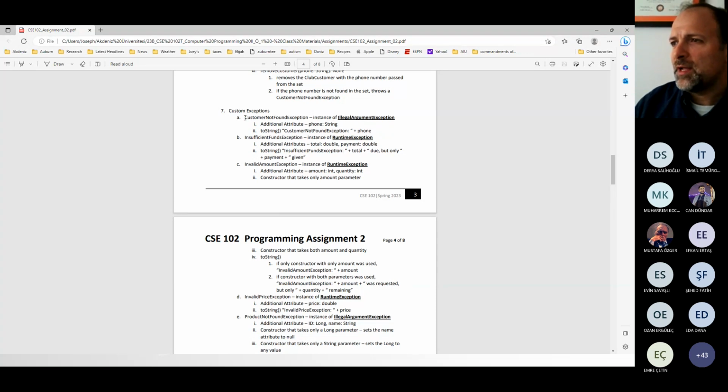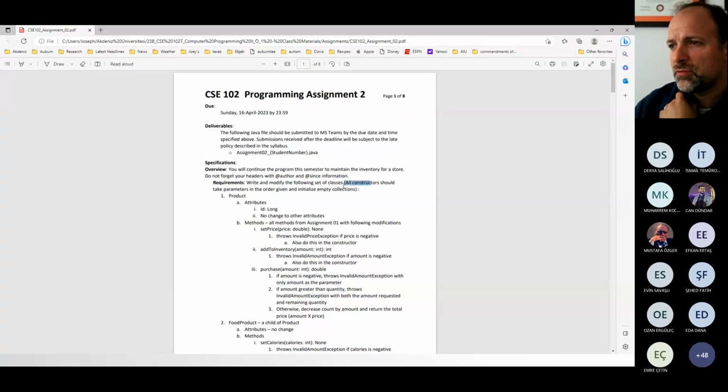The customer not found exception has a string attribute, phone, which means its constructor should take a string parameter. The insufficient funds exception has parameters total and payment, so the constructor should take two double parameters in that order, total and then payment. The others, like invalid amount exception and product not found exception, have explicitly defined constructors because they don't just take both parameters. There's one that takes only the amount parameter, and one that takes both amount and quantity. So there's an additional constructor defined for invalid amount exception, but all the others fall under this instruction right here.